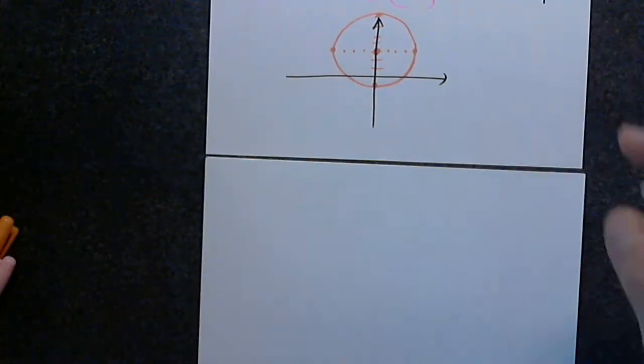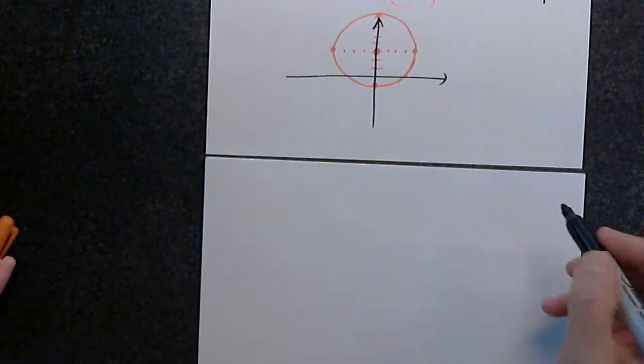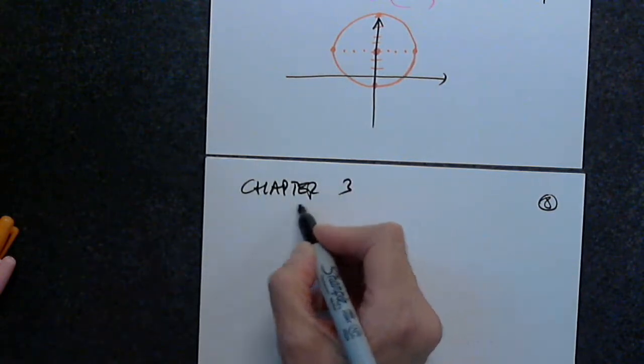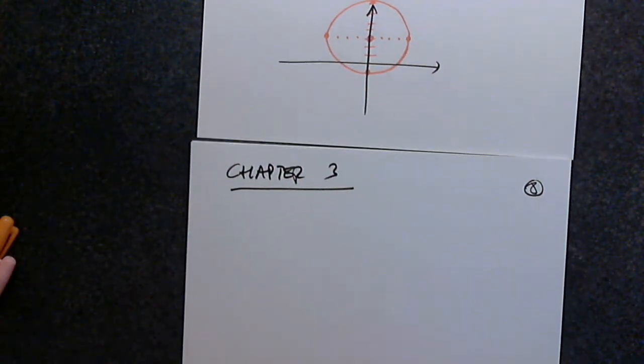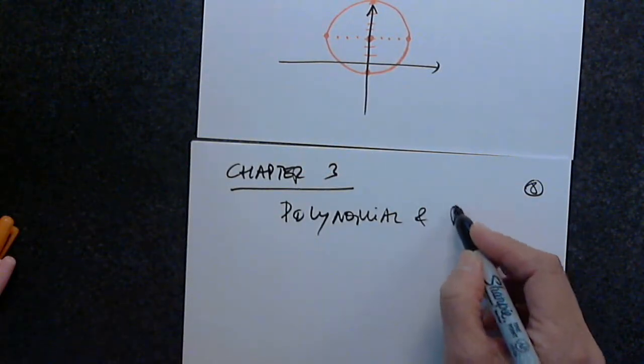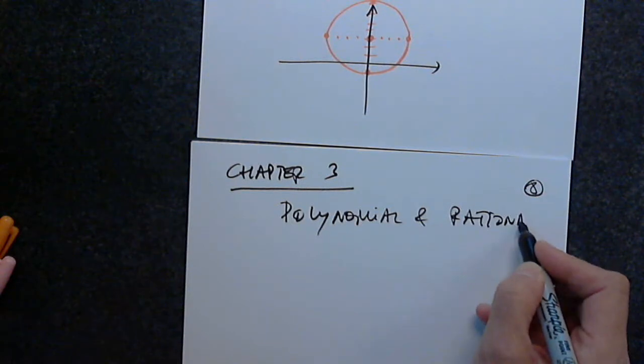Two functions. Chapter 3. Polynomial and rational functions.